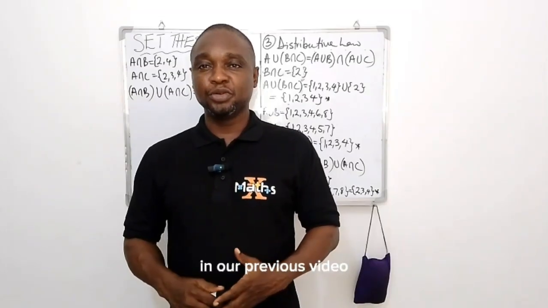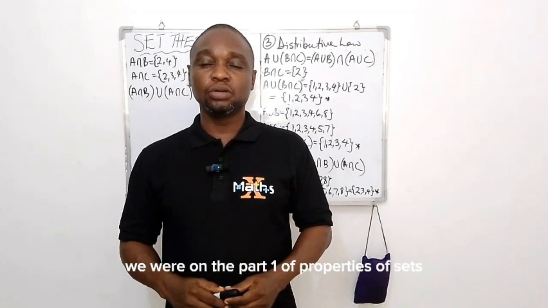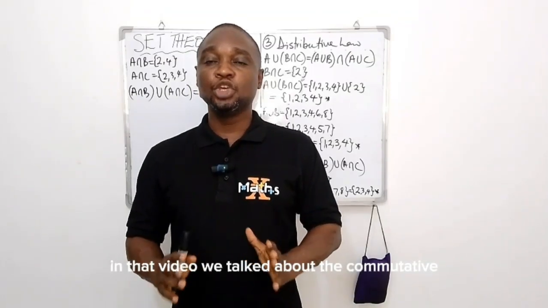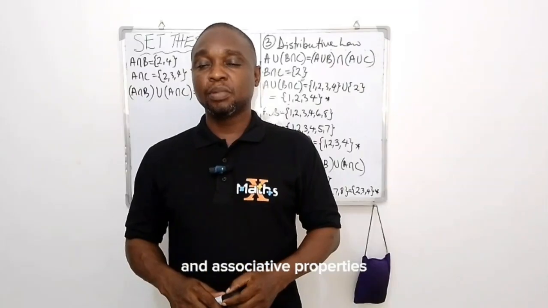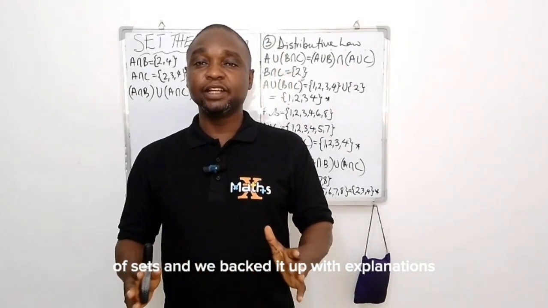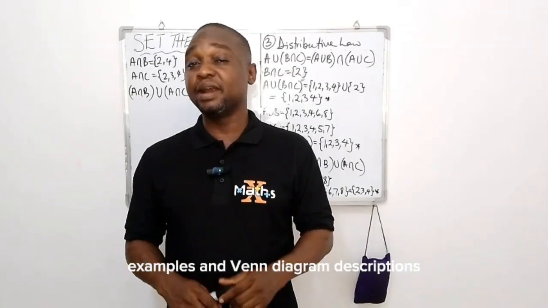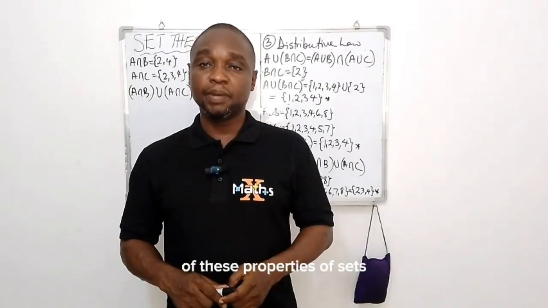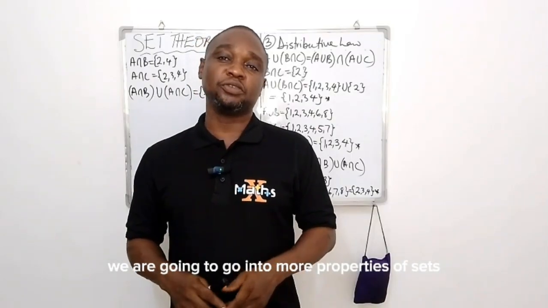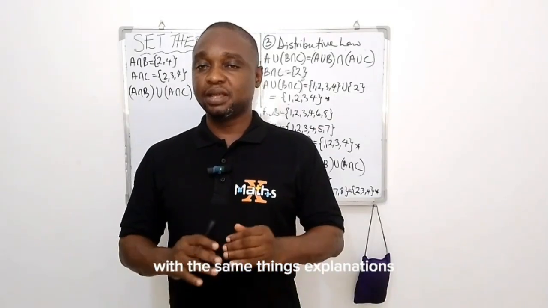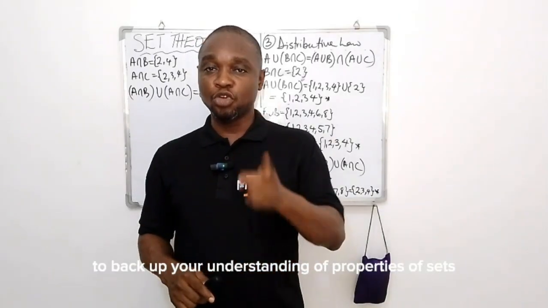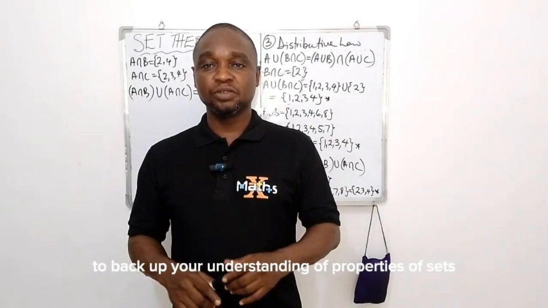In our previous video, we were on part 1 of properties of sets. In that video, we talked about the commutative and associative properties of sets, and we backed it up with explanations, examples, and Venn diagram descriptions of these properties. In today's class, we are going to go into more properties of sets with the same things: explanations, examples, and Venn diagrams to back up your understanding of properties of sets.